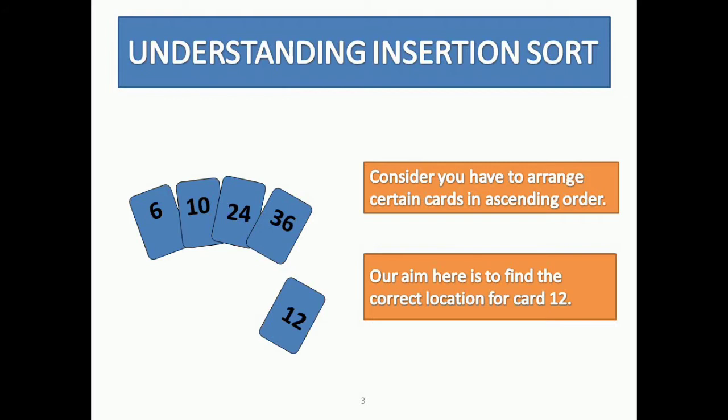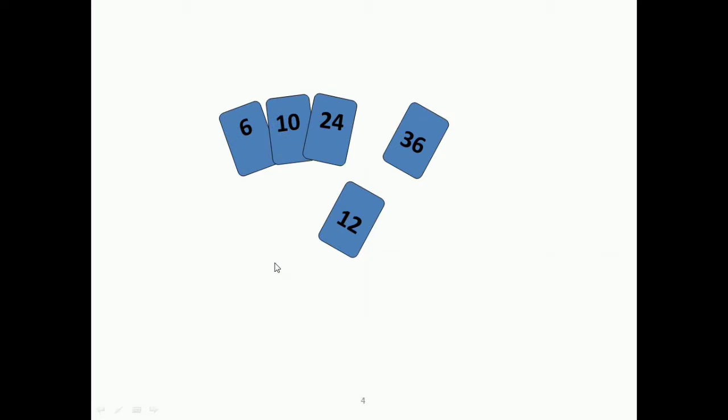We start reading the cards from left side and we see all cards are in order except the last card, which is card 12. So our aim here is to find the correct location for card 12. We compare it with the previous card, which is card 36, and we see that 36 is greater, so we shift it and make place for 12.